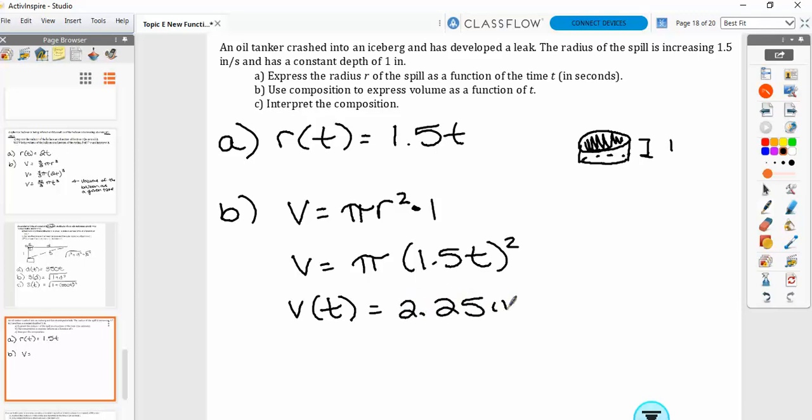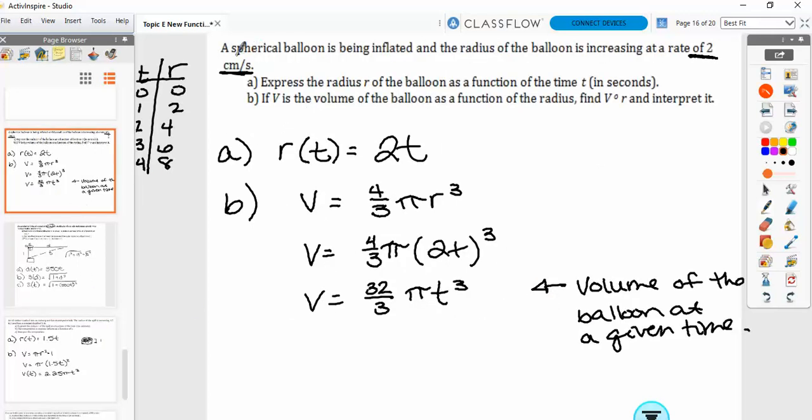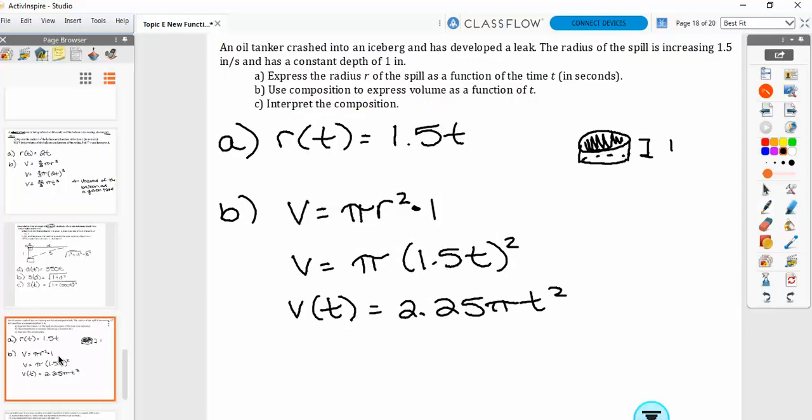1.5 squared is 2.25. Wait, so why wasn't it the other volume? Why are there 2 different volume things? This is spherical, so like a round balloon. This is like a soup can. So we have different shapes, like the volume of a soccer ball versus a can.